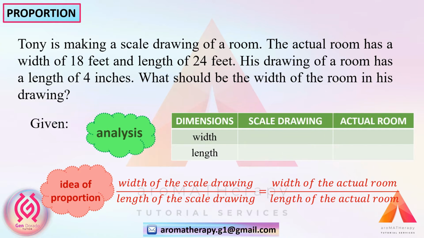Let's write down our given. The width of the room measures 18 feet. The length of the room measures 24 feet. In a scale drawing, the length of the room measures 4 inches. Since we are asked about the width of the room in the scale drawing, let's denote it with x. In symbols, we can represent it this way. This denotes inches, and this denotes feet.